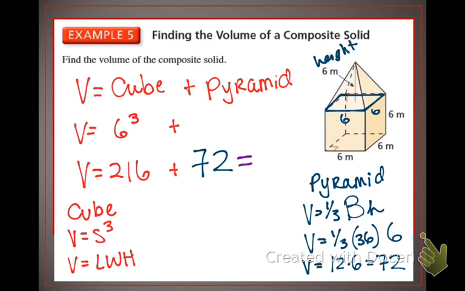So we did the volume of the cube. That would be 6 times 6 times 6, your favorite thing. 6 cubed is 216. The volume of the pyramid we did down here: 1/3 the base. The area of the base was 6 times 6 is 36. Times the height is 6. All that makes 72. Add them together, you get 288 meters cubed.